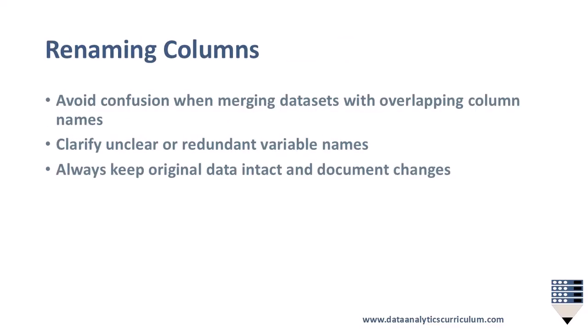Renaming columns. A simple but important step is renaming columns. This avoids confusion when merging datasets that might share overlapping column names, like ID or name. It also makes unclear variables more descriptive. For example, renaming year to graduation_year instantly improves clarity. Always keep the original version of your data intact and document any changes you make.